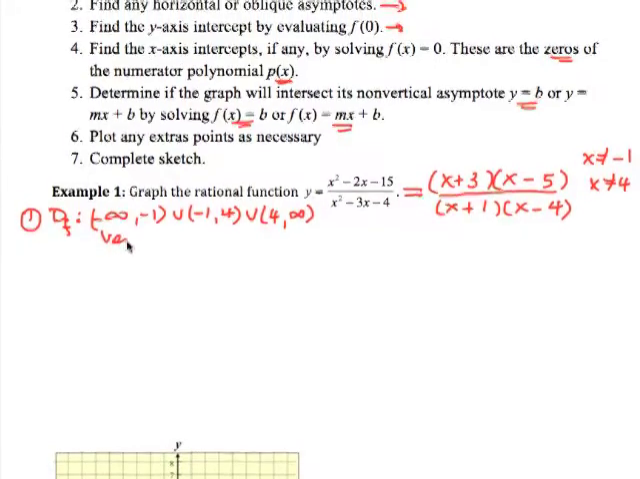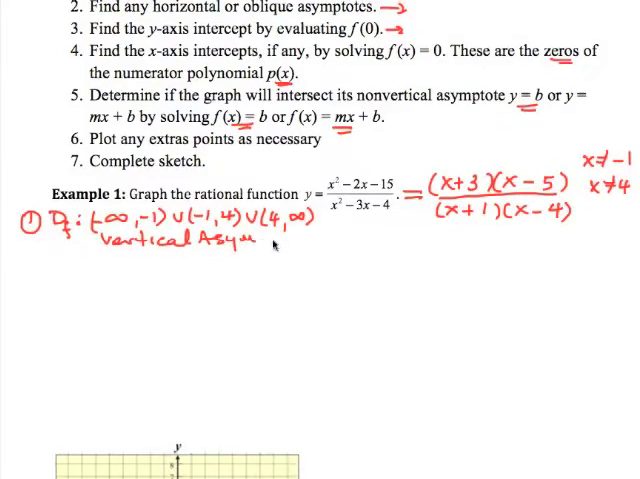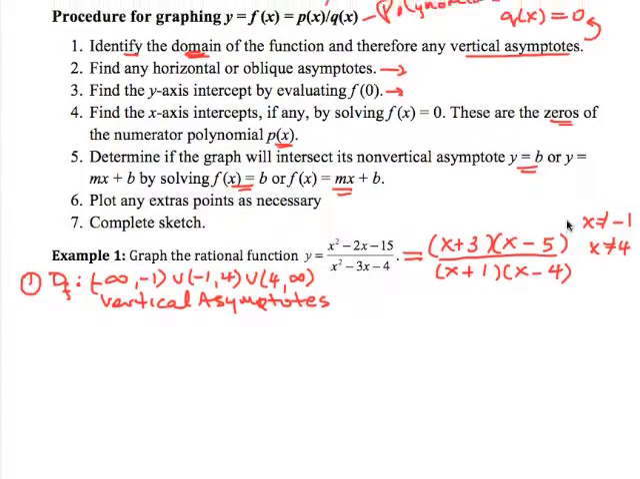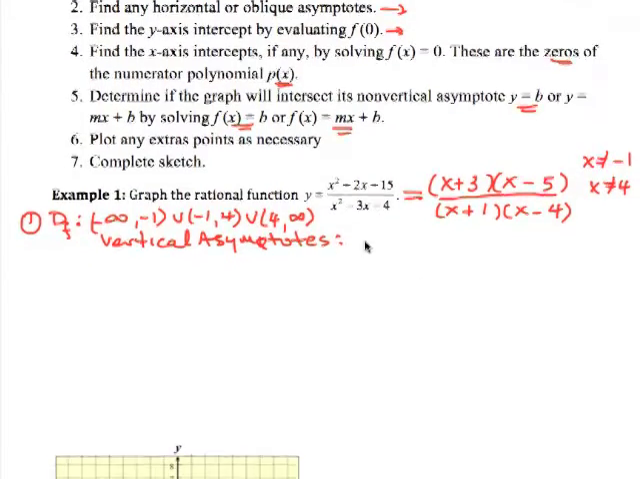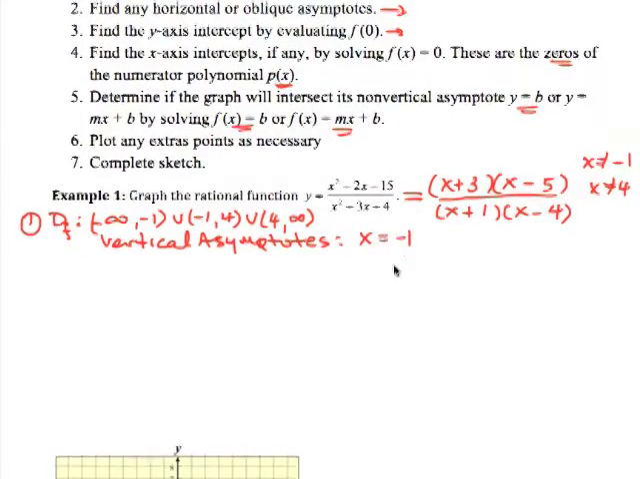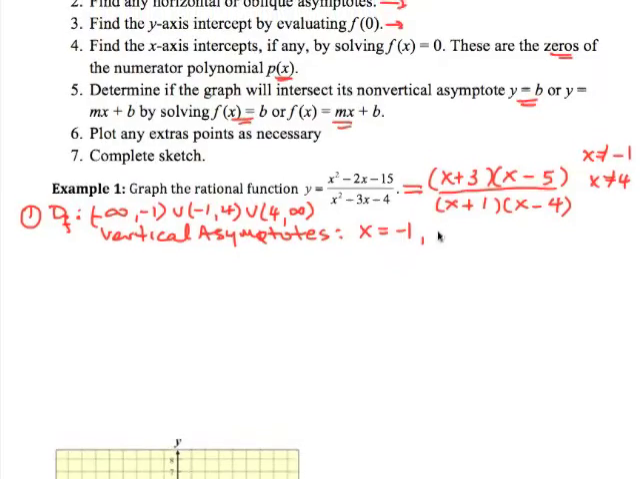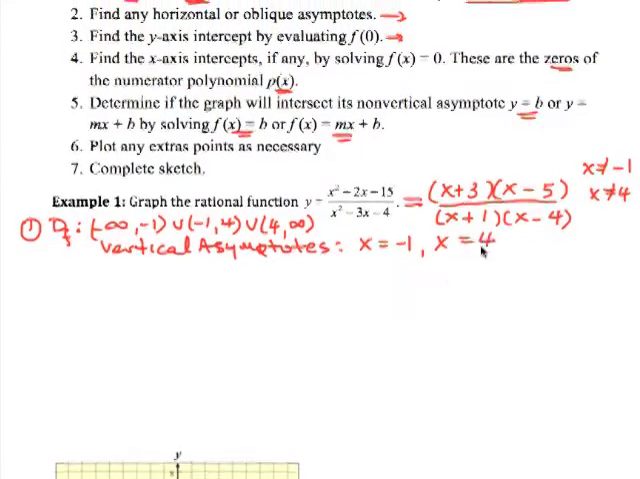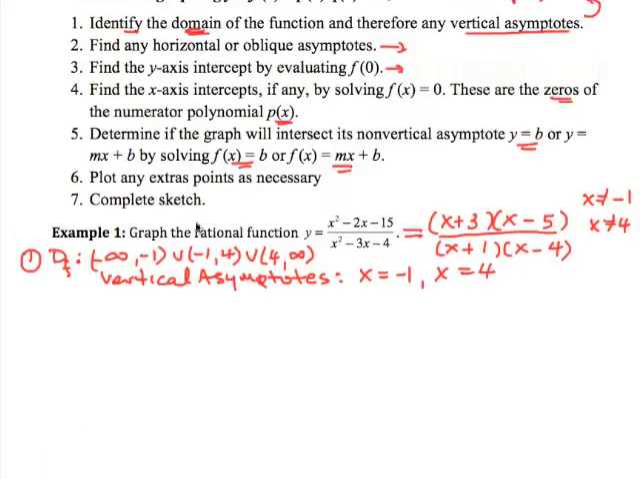And our vertical asymptotes are going to be exactly these lines: x equals negative 1, because it's a value we can't have, and x equals 4. So we've done step 1.